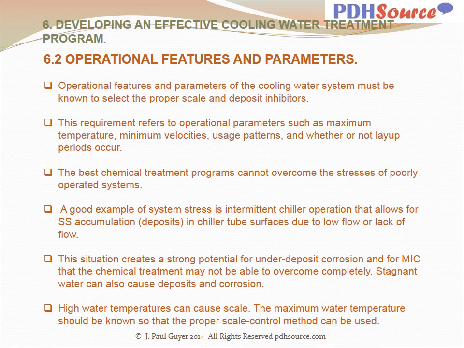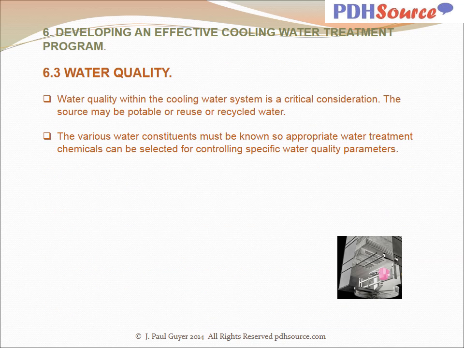This situation creates a strong potential for underdeposit corrosion and for MIC that the chemical treatment may not be able to overcome completely. Stagnant water can also cause deposits and corrosion. High water temperatures can cause scale. The maximum water temperature should be known so that the proper scale control method can be used. Water quality within the cooling water system is a critical consideration. The source may be potable or reuse or recycled water. The various water constituents must be known, so appropriate water treatment chemicals can be selected for controlling specific water quality parameters.